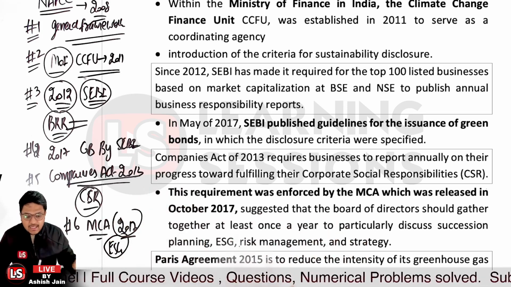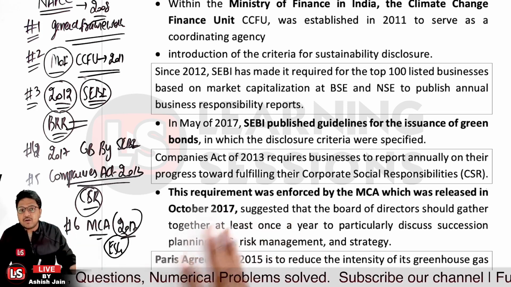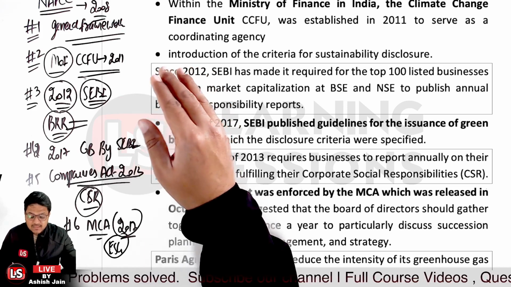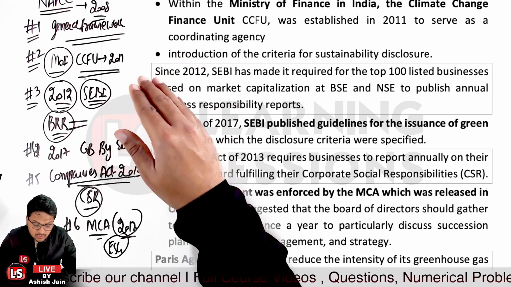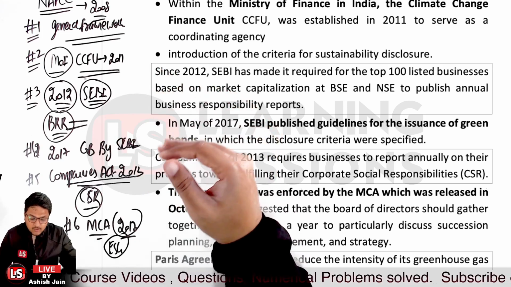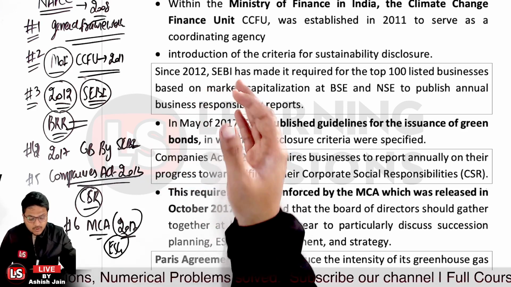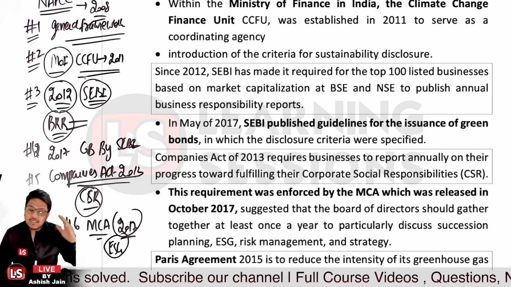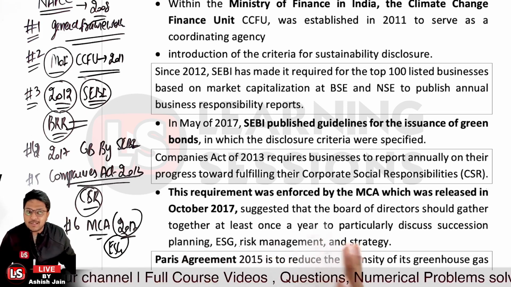So the first one was related to NAPCC, which gave a general framework, and in 2011 the establishment of the CCFU in the Ministry of Finance. In 2012, the Business Responsibility Report was to be published, mandatory by SEBI. In 2017, the green bond notification was given by SEBI, and in the Companies Act 2013, corporate social responsibility was talked about. And further in 2017, the Ministry of Corporate Affairs asked the directors of the company to meet at least once a year to discuss risk management related to ESG and strategy.